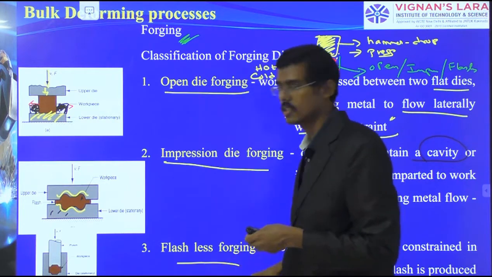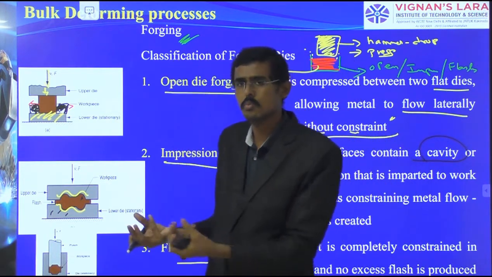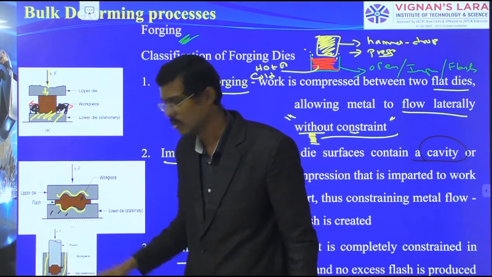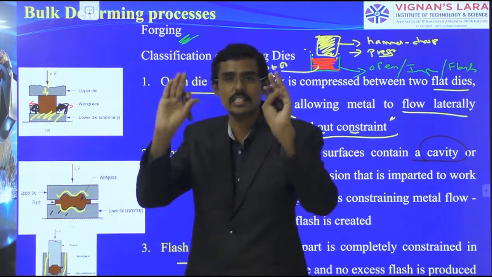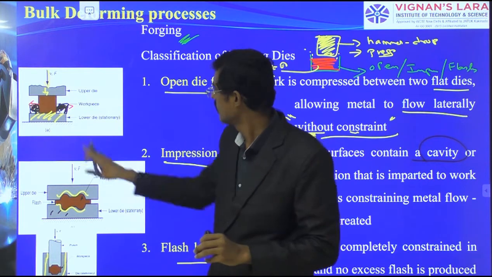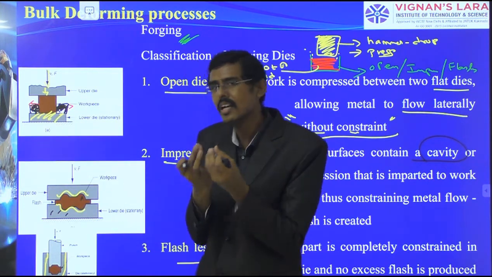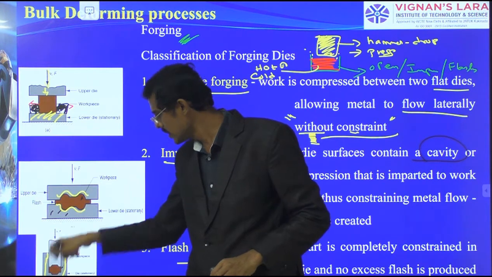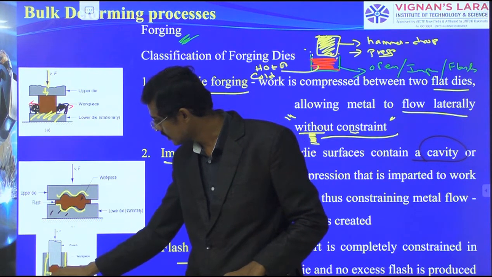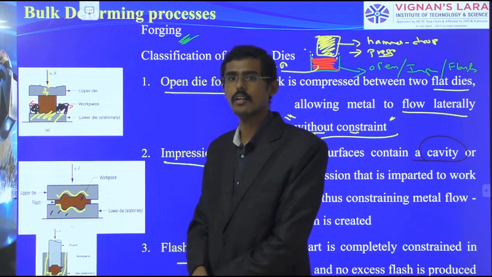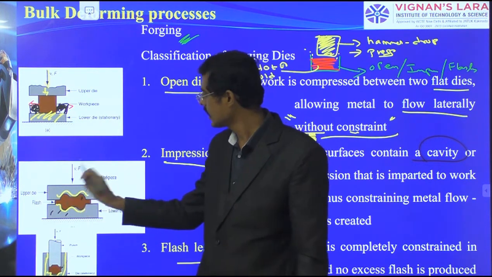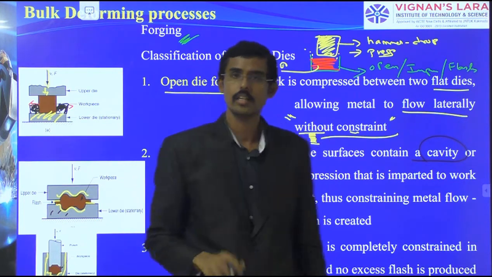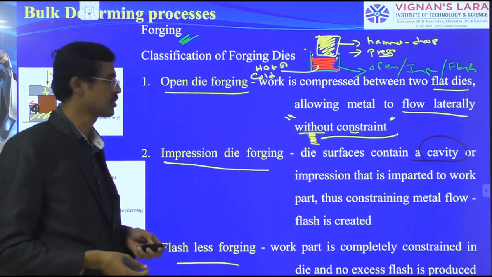Then flashless forging. You see, the image is very easy to understand. Here one die is completely closed, the workpiece is inside. It is a full constraint. Here it is no constraint. Here we have semi-constraint. Here it is full constraint. It cannot go out. And this die contains some design like this. According to the design, it is going to impress. But here it got the chance to move slightly. So semi-constraint, no constraint, full constraint, that we are naming as open die forging, impression forging, and flashless forging.